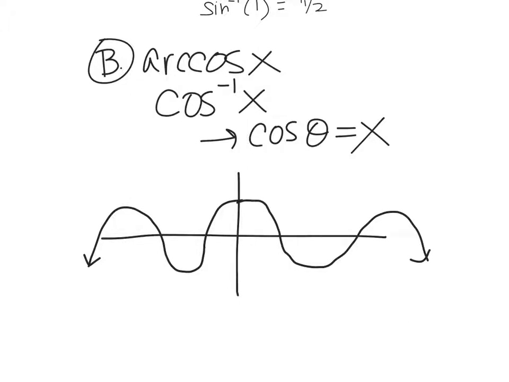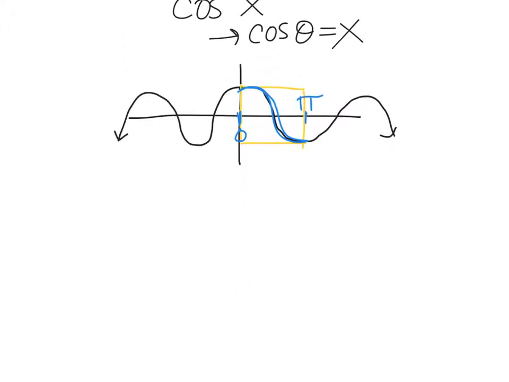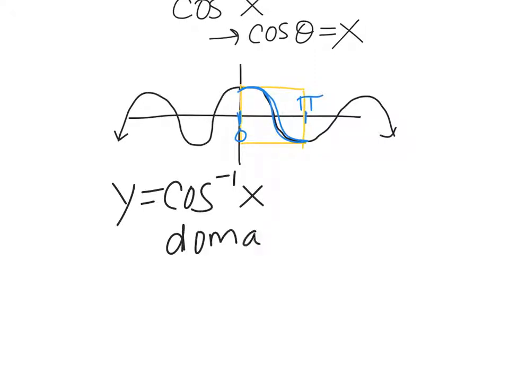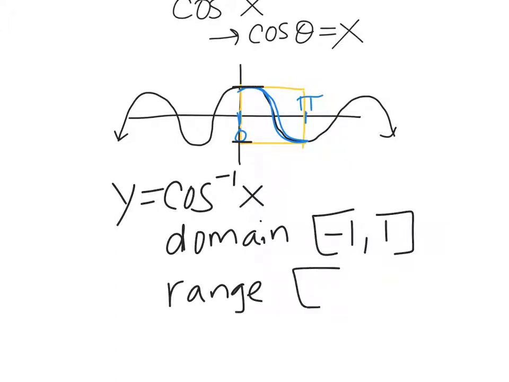So what area am I going to use? You're probably seeing it. You're going to go from here to there. So that it's this part right there. And that's going to be cosine inverse when you reflect it over y equals x. So what is this and what is that? This is 0, and this is pi. So y equals cosine inverse is going to have the same domain, negative 1 to 1. The range of cosine is negative 1 to 1, and we switch that for domain. But the range is now going to be 0 to pi.